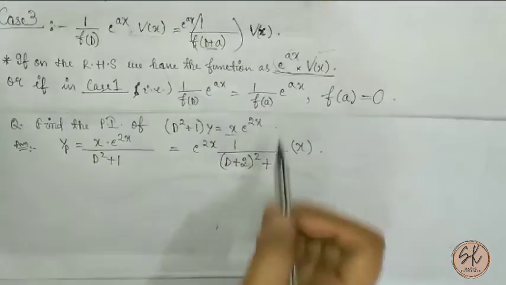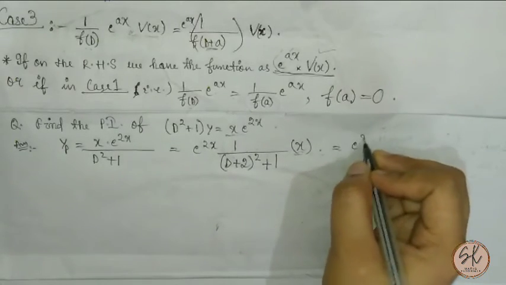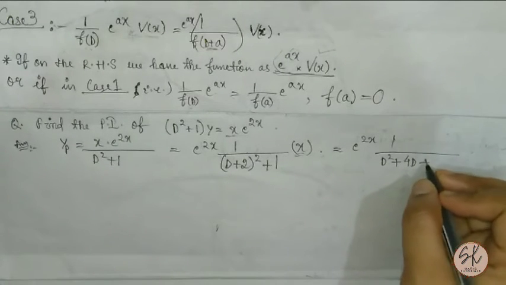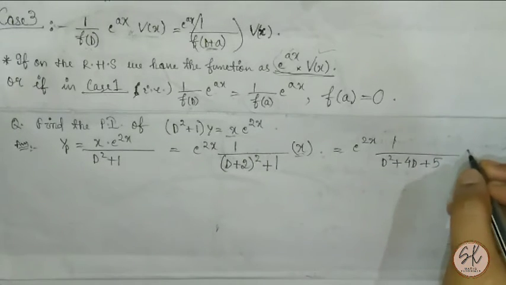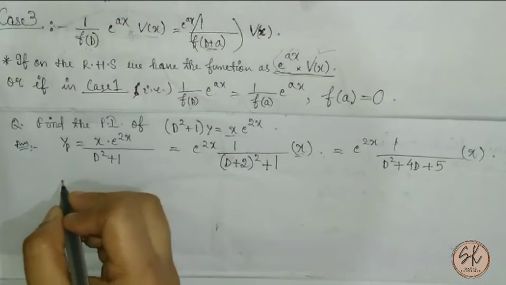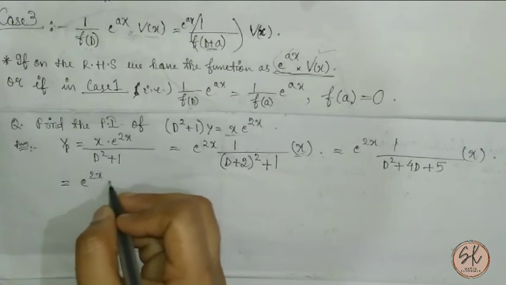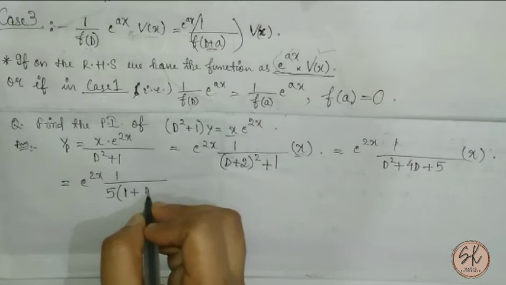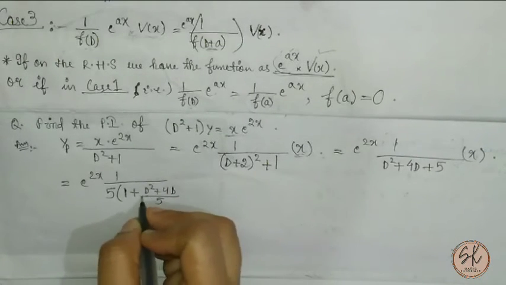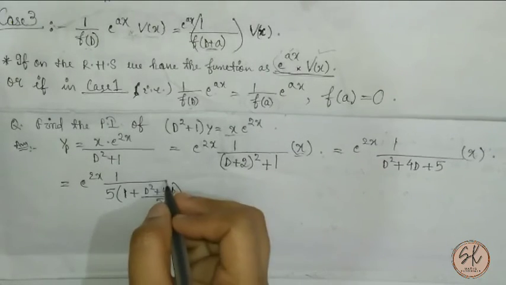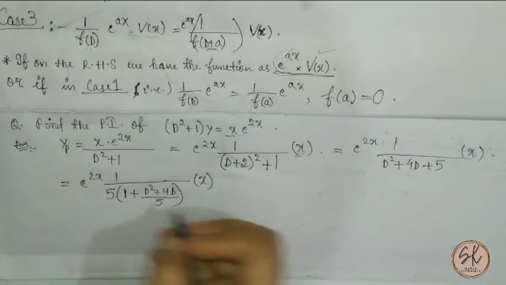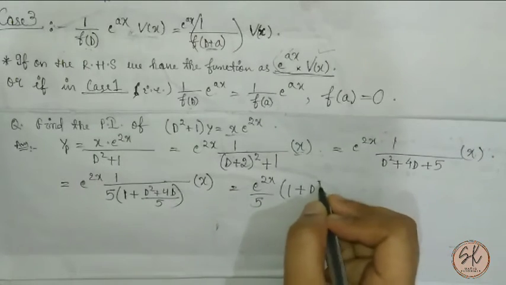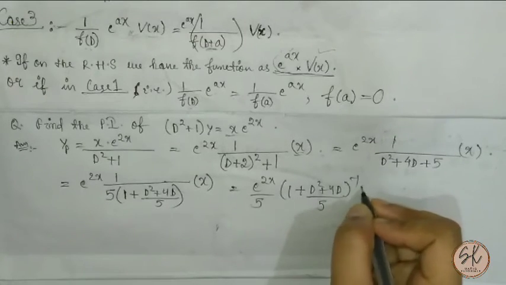Here v(x) is x. Now this is equal to e to the power 2x into 1 by, when we open this, it becomes D square plus 4D plus 4 plus 1, that is 5, into x. Now this is equal to e to the power 2x, and when we take 5 common, this will become 1 by 5 into (1 plus (D square plus 4D) by 5) into x. We write it in this form, that is 1 plus D term, into x. Why? Because when we take this above, it becomes 1 plus (D square plus 4D) by 5 whole inverse into x, isn't it?